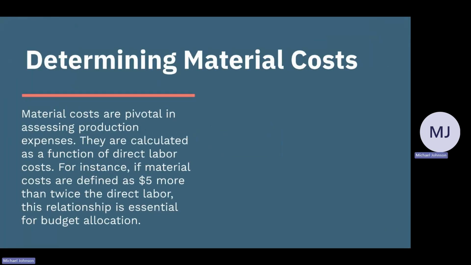Determining material costs. Material costs are pivotal in assessing production expenses. They're calculated as a function of direct labor costs. For instance, if material costs are defined as $5 more than twice the direct labor, the relationship is essential for budget allocation.